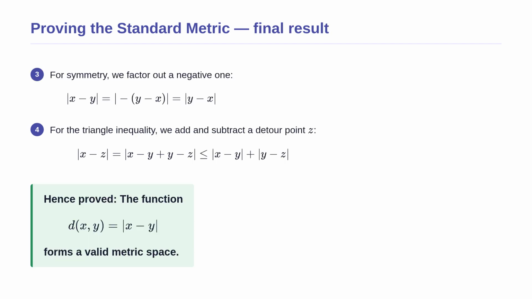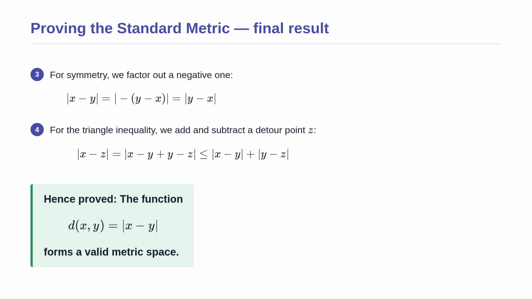Continuing our proof, we check the symmetry rule. Factoring out a -1 inside the absolute value does not change the final positive result. This proves that measuring from the first number to the second gives the exact same result as measuring in reverse.